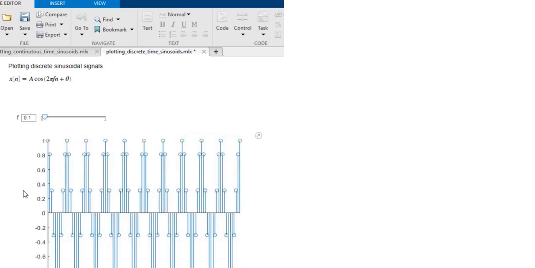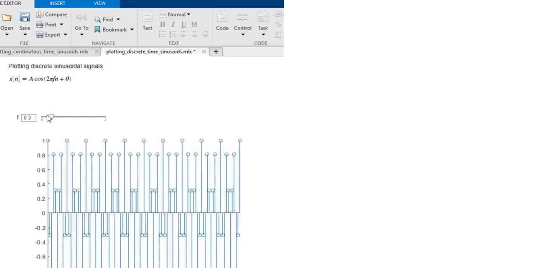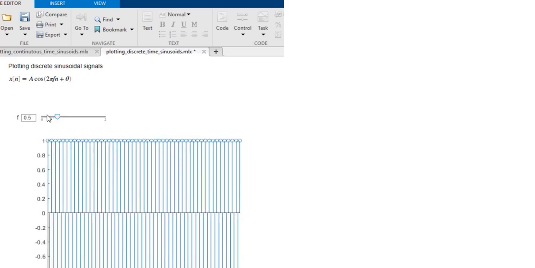As you increase the frequency, the rate of oscillation must increase. So let's keep increasing the frequency from 0.1 to 0.2. As you can see, we have faster oscillations. At 0.3, even faster, and at 0.5 you see the signal going from 1 to -1 and then again to 1 at every step. So at every step it's changing its sign and magnitude from 1 to -1. So 0.5 is basically the maximum change you can get, right? From one step to another step, it's completely going from 1 to -1.